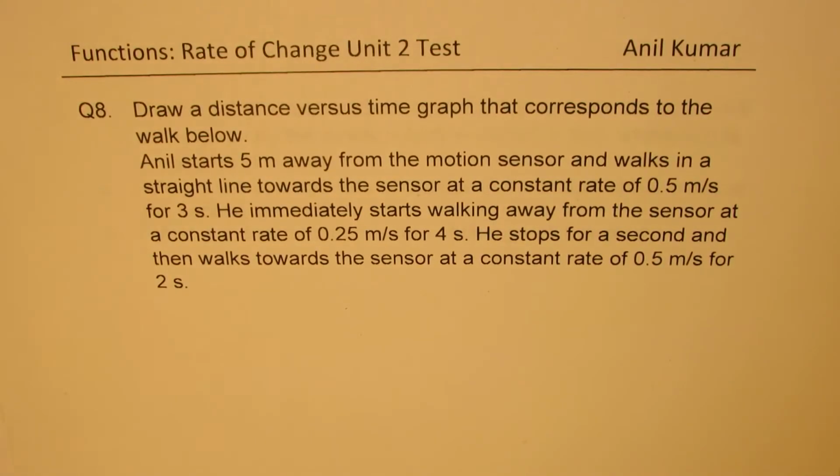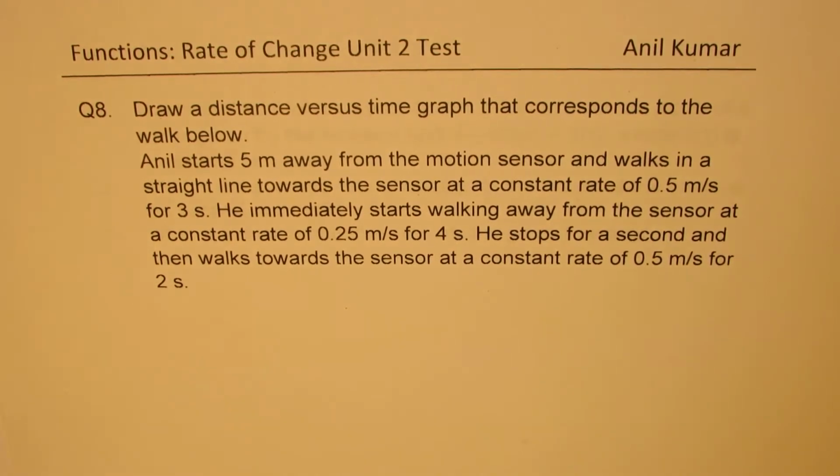Next question here is, draw a distance versus time graph that corresponds to the walk below. Anil starts 5 meters away from the motion sensor and walks in a straight line towards the sensor at a constant rate of 0.5 meters per second for 3 seconds. He immediately starts walking away from the sensor at a constant rate of 0.25 meters per second for 4 seconds. He stops for a second and then walks towards the sensor at a constant rate of 0.5 meters per second for 2 seconds.